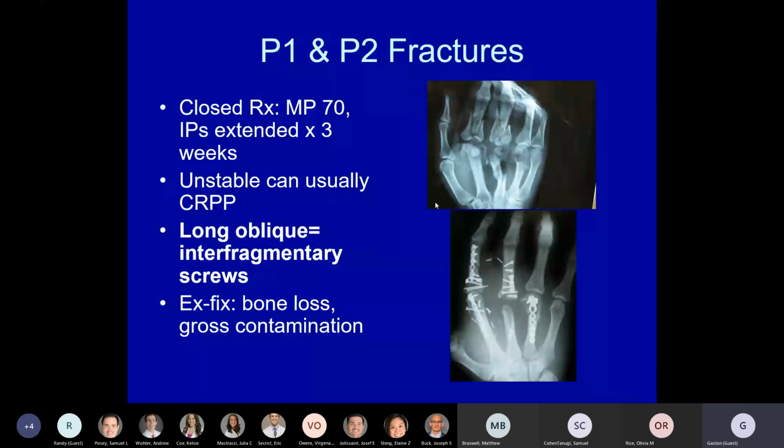Most fractures you can pin. If they give you long oblique fractures, then interfragmentary screw fixation is reasonable, particularly if the obliquity is more than 2 to 3 times the length of the fracture. I'm sorry, the diameter of the medullary canal.